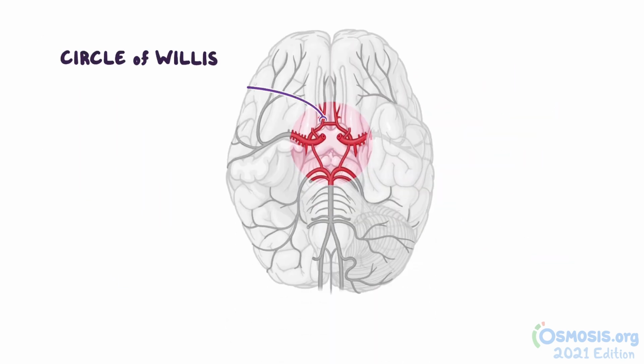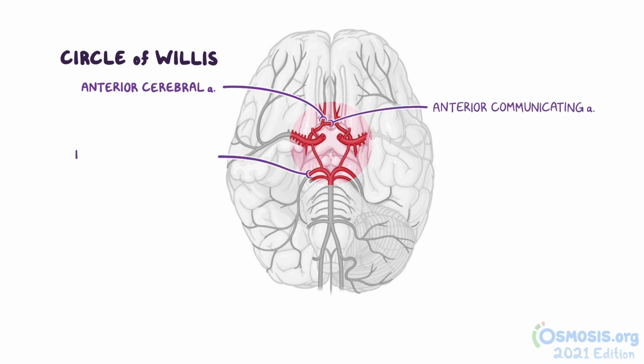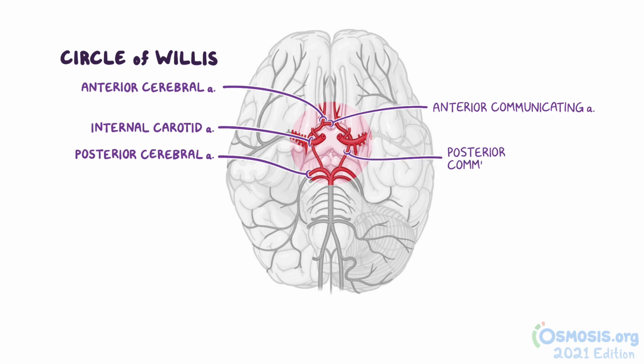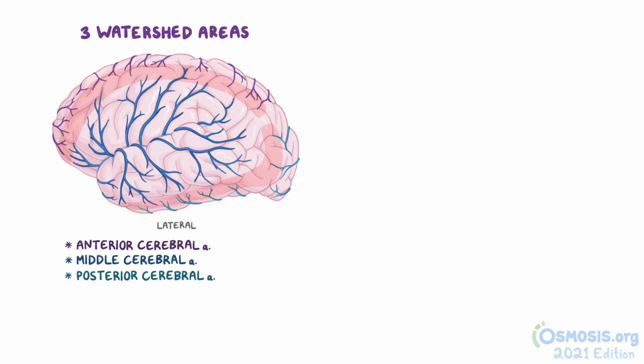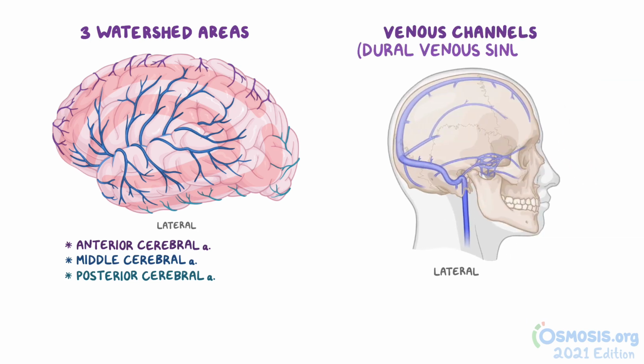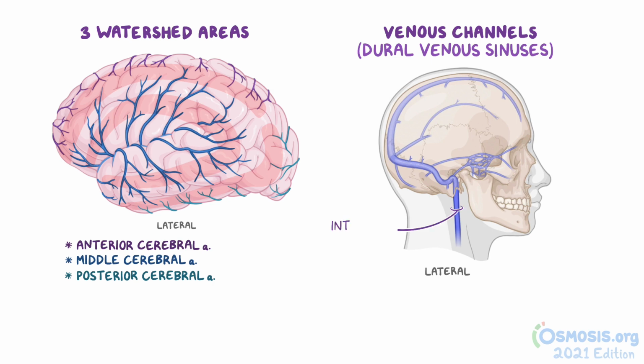The circle of Willis is formed by the anterior cerebral arteries that are connected by the anterior communicating artery, and the posterior cerebral arteries and the internal carotid arteries, which are connected by the posterior communicating arteries. The three main watershed areas of the brain are between the anterior cerebral and the middle cerebral arteries, between the posterior cerebral and the middle cerebral arteries, and between the superficial and deep branches of the middle cerebral arteries. Blood returns from the brain to the systemic circulation through a series of venous channels called dural venous sinuses that ultimately drain into the internal jugular veins.